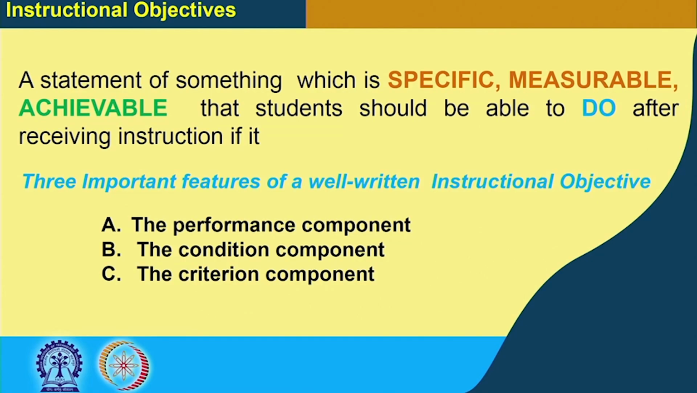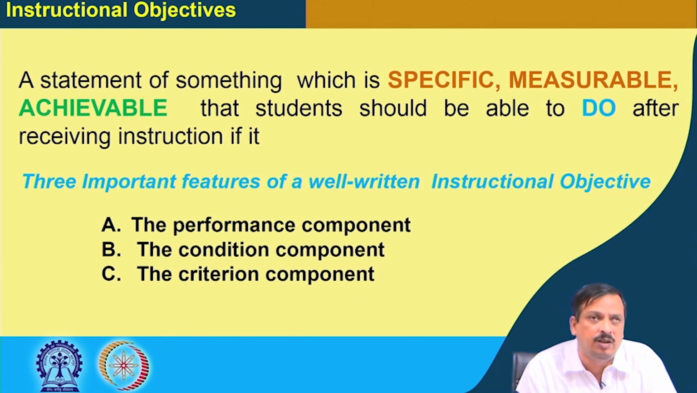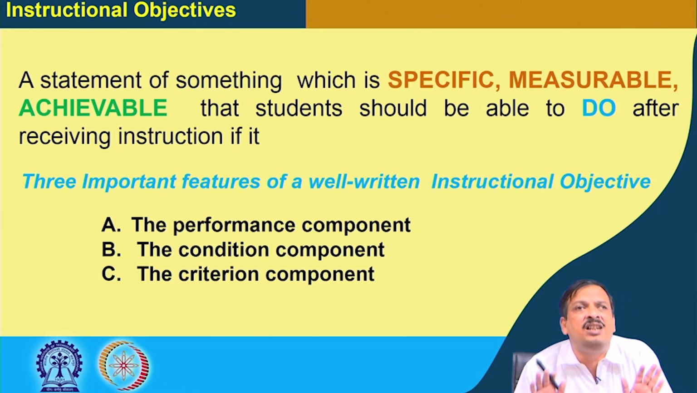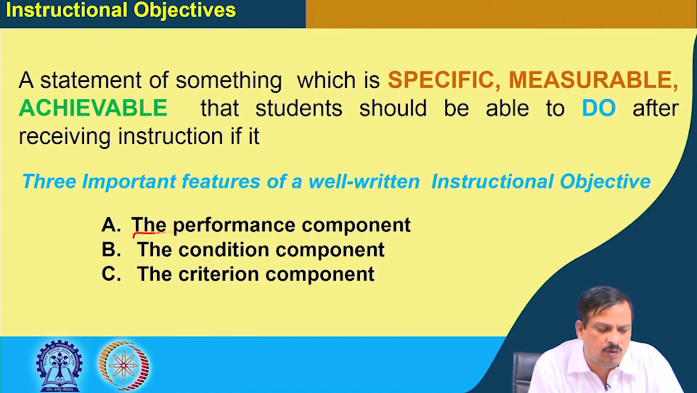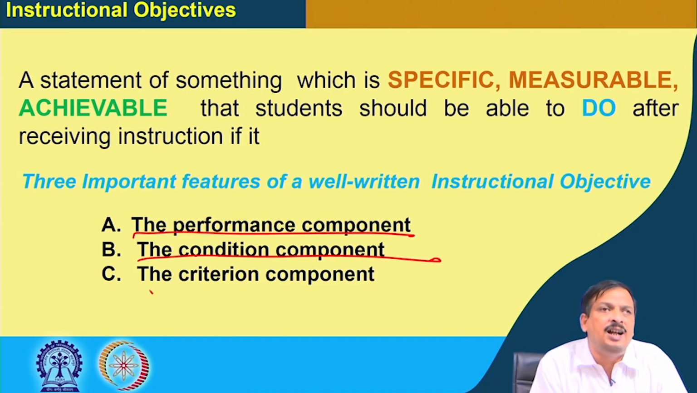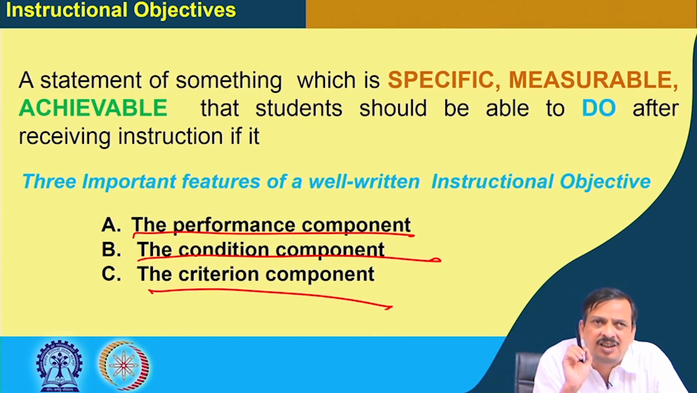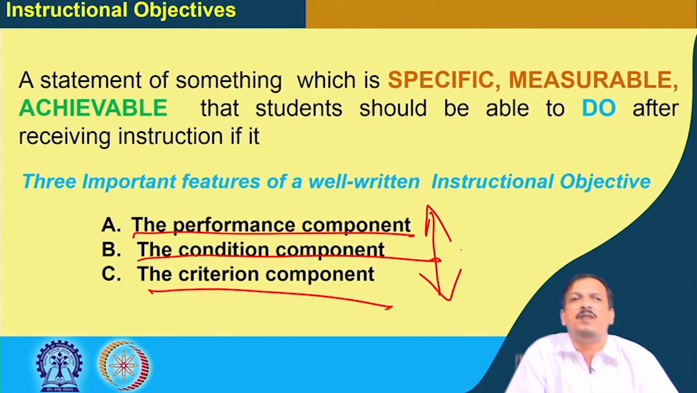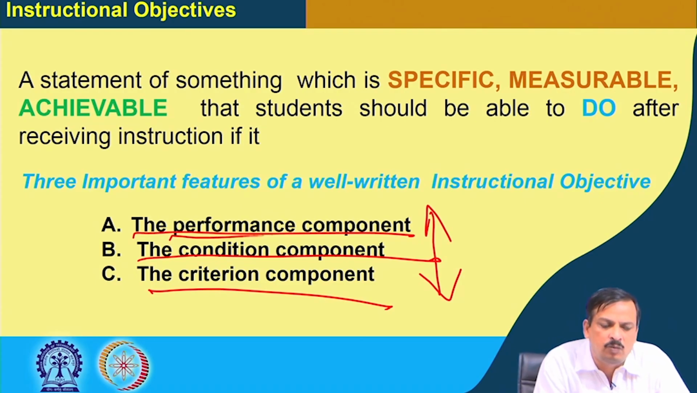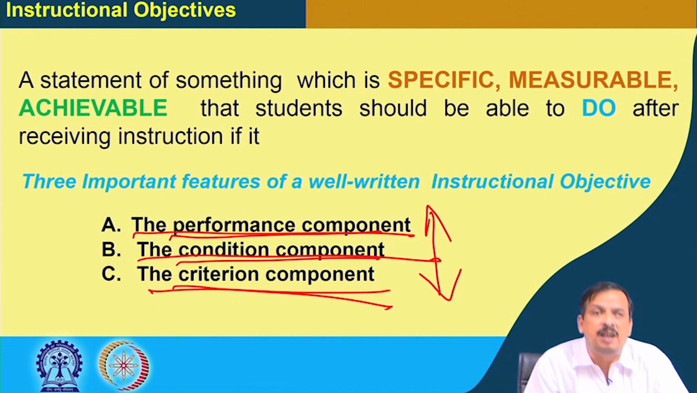So, to make an outcome or instructional objective specific, measurable and achievable, what do I do? An instructional objective basically has three components: performance component, condition component and criteria component. It was observed that if an instructional objective contains these three components, then it is specific, measurable and achievable. What is measurable? Performance component. Specific, condition component. Achievable, criteria component.